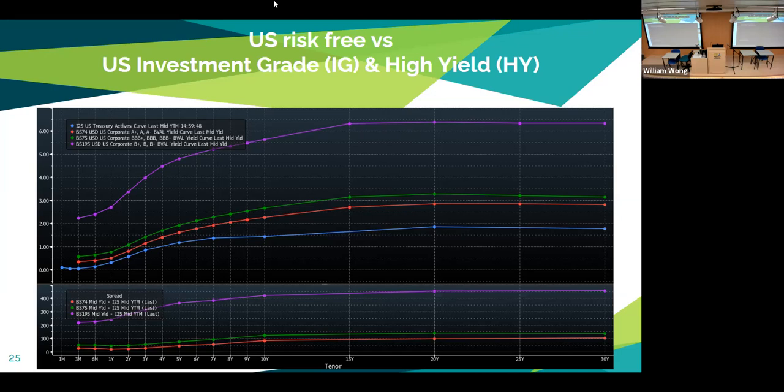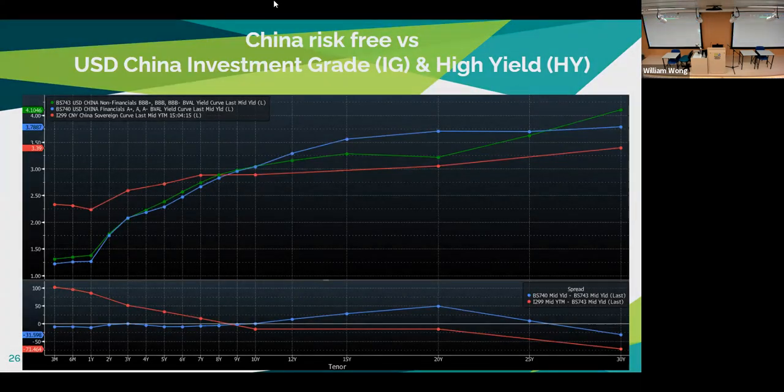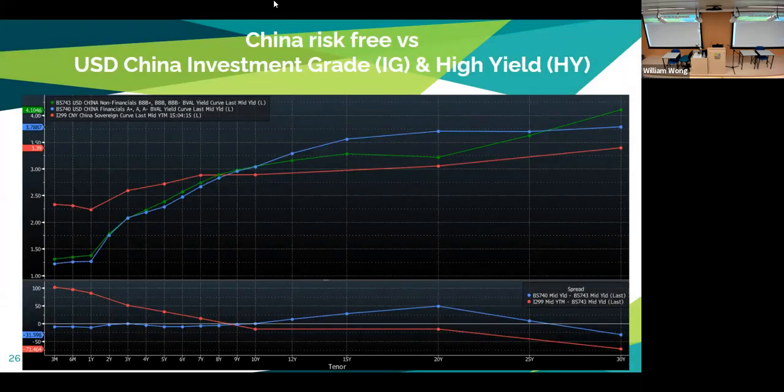Remember, this is from 2 years ago. You see, this is the yield curve upward sloping. This is like 2 years ago. This is also 2 years ago. So you can see the US one, and this is comparing to the China one. You can see there's a difference.